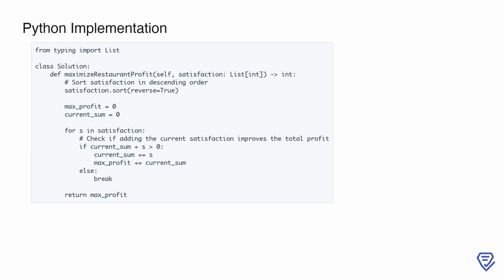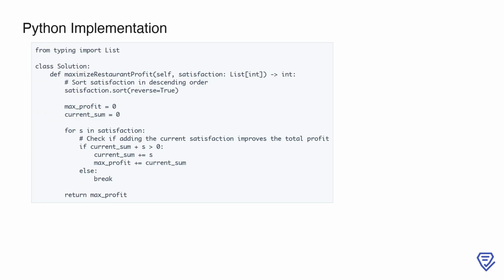Max_profit tracks the maximum profit obtained so far, while current_sum accumulates the running sum of satisfaction levels as we iterate through the array. In the loop, the algorithm evaluates whether adding the current satisfaction level S to current_sum will increase the total profit. If it does, current_sum is updated, and the profit contribution is added to max_profit. If not, the loop breaks, as adding further satisfaction levels would only decrease the profit.